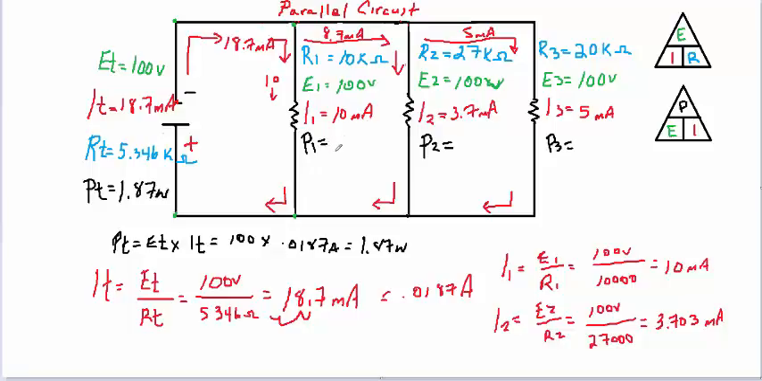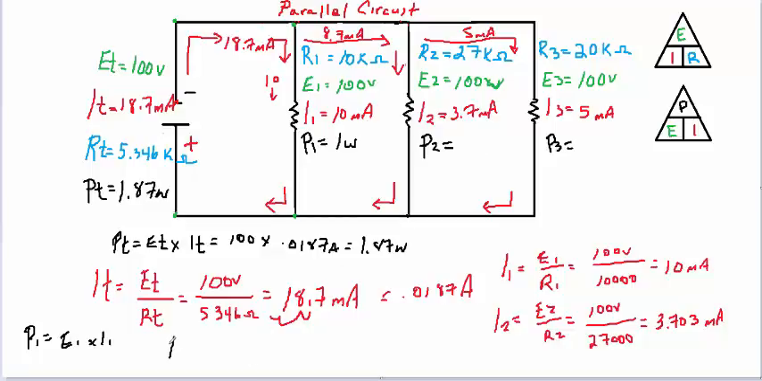And power at resistor 1. So let's take a look at P1 here. P1 would be equal to E1 times I1. So we've got 100 volts times my amperage of 10 milliamps, which is going to give me 1 watt. So we have 1.87 watts in the circuit total, and we know that resistor 1 has just dissipated 1 watt, so we must have a 0.87 dissipation between the other two resistors. So let's take a look at that.